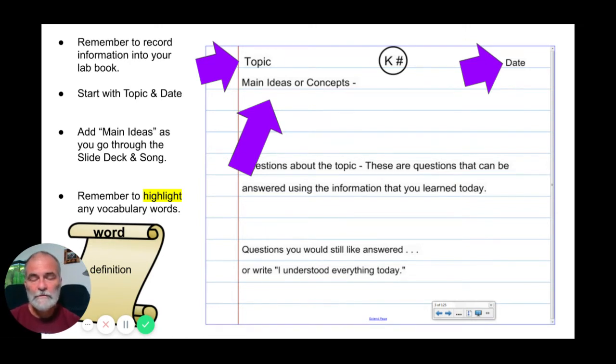So just remember, as you are looking through this slide deck or as you're listening to me talk, you might want to put a page in your lab book with the topic and the date. The main ideas or concepts are the place where you're going to write your notes about this topic, the history of cells. And as you come upon some vocabulary words, you may want to write those down, highlight them. You don't need to put the definition because the definition is on Quizlet. But it might be good to put a word or a picture to help you remember what that word means. And then when you get done, the bottom part will come in with the questions, which we'll talk about later.